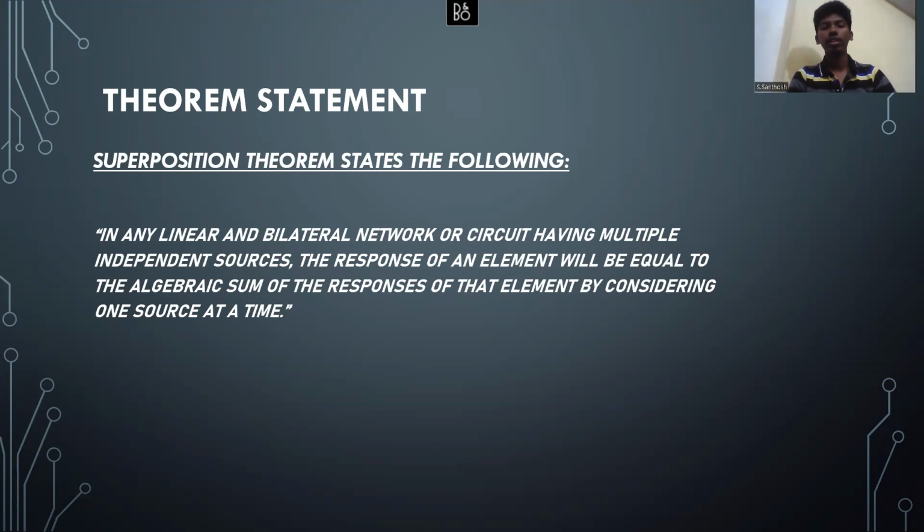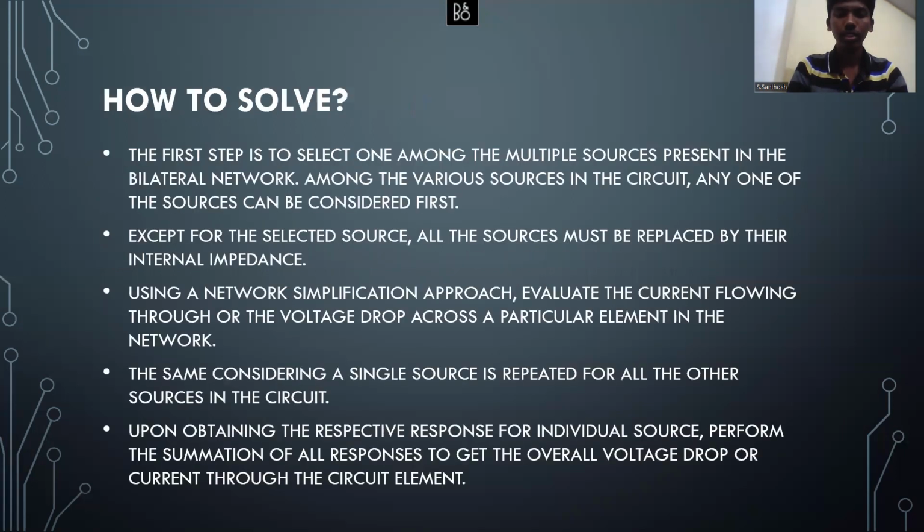So as we said earlier, it consists of multiple sources, in which we consider one separate source while we're calculating the voltage or the supply for a separate element. And then we add up all the values that we get for the different sources. So that's what we do in superposition theorem. So let's see how we solve a question regarding it.